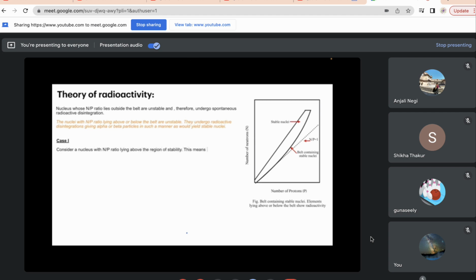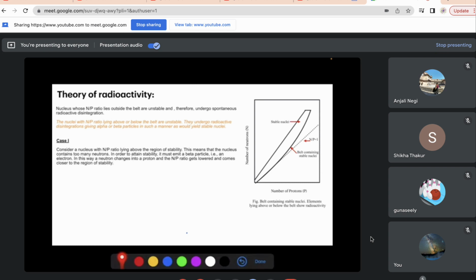So we can consider case number one, where the N upon P ratio lies above the region of stability. This means that the nucleus contains too many neutrons. If it is above the stability region, it will emit a beta particle, or we can say an electron, in such a way that a neutron changes into a proton, and the N upon P ratio gets lowered and comes closer to the region of stability. This is the plot where the number of neutrons is denoted as capital N, the number of protons as capital P, and the belt here contains the stable nuclei, and the elements above or below show radioactivity.